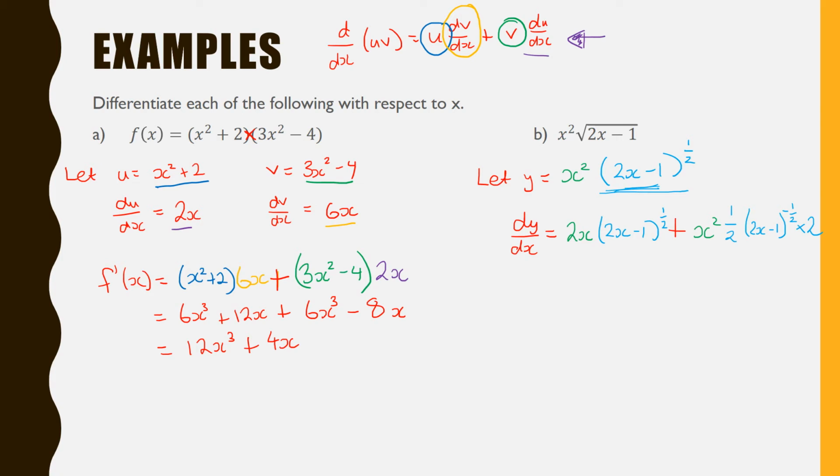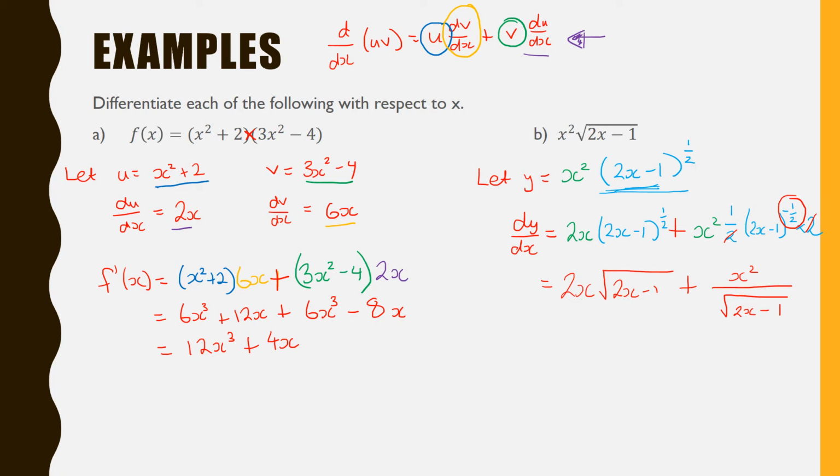Let's simplify this if we can, because this is quite messy right now. For the first part here, we just get 2x multiplied by, rather than writing 2x minus 1 to the power of a half, it's nicer to write it under the square root sign. The second part here, we can actually cancel, 1 over 2 and 2 cancel out. So this can be written as x squared in the numerator. Because we've got a negative power here, we can move this part to the denominator. And the power of 1 over 2 is the same as saying square root of 2x minus 1.